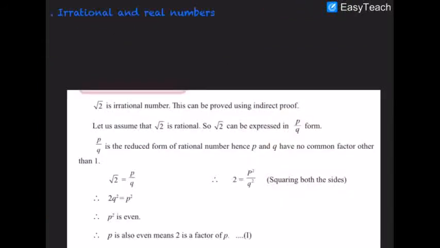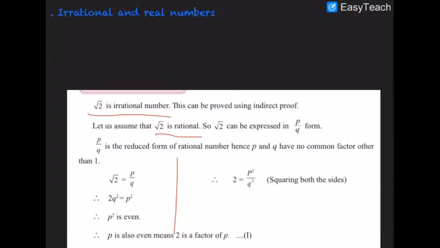We are going to the next topic, that is irrational and real numbers. In this we are first going to do a proof, the proof that root 2 is an irrational number. The question is we have to prove that root 2 is an irrational number. For that we are using an indirect proof, that is, the proof by contradiction method. We assume that root 2 is rational and we prove that it is wrong. Proving it wrong means root 2 is not rational, and not rational means root 2 will be irrational.